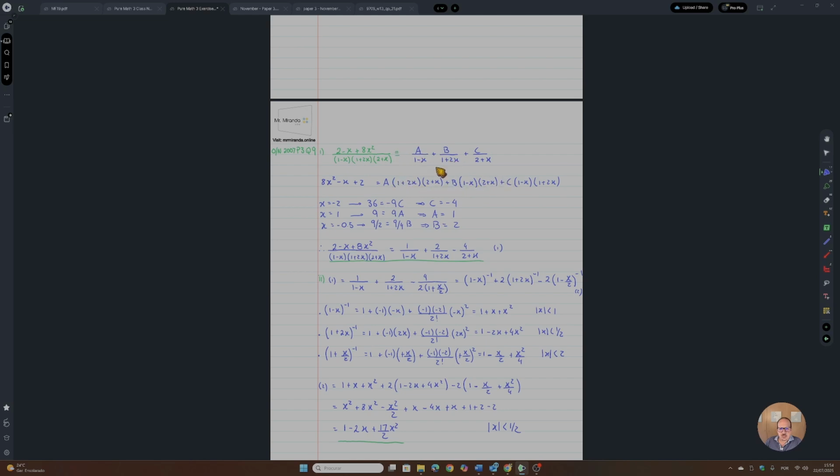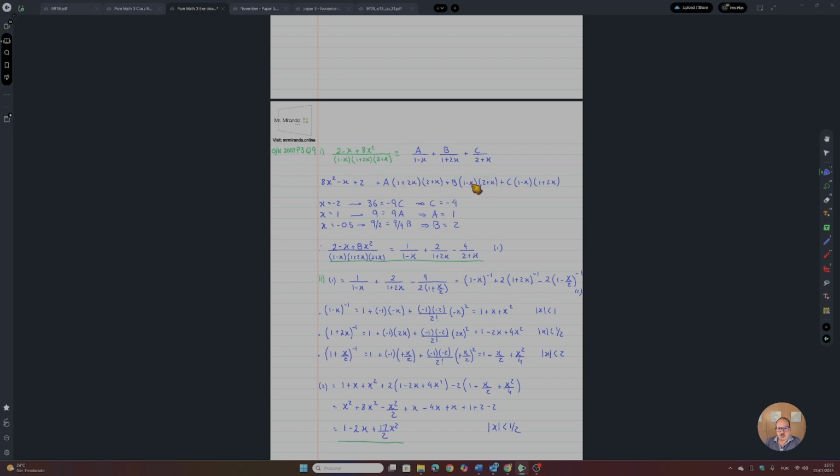This is what you'll get. So this one eliminates the 1 minus x, keeping the other two. This one eliminates the 1 plus 2x, keeping the other two. This one eliminates the 2 plus x, keeping the other two. Okay? It's a type 1, the best one that can happen because you can cherry pick all these values. If you choose x to be minus 2, you eliminate the term in a and in b, leaving just c.